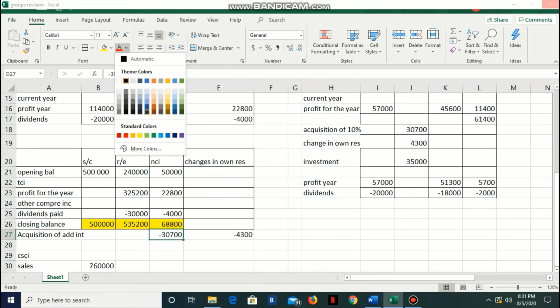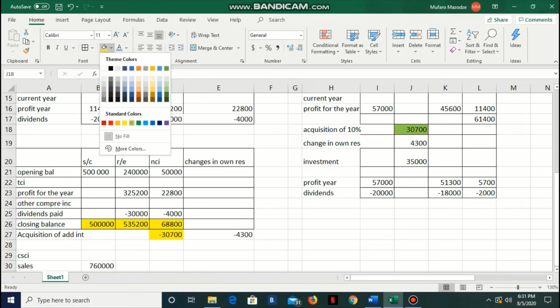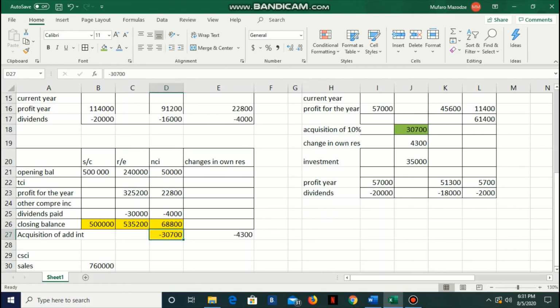No man. That's not what I wanted to do. Let me just highlight this. Is that 30,700? I don't want yellow, I want a different color. There we go. I'm not such a good person when it comes to technology.